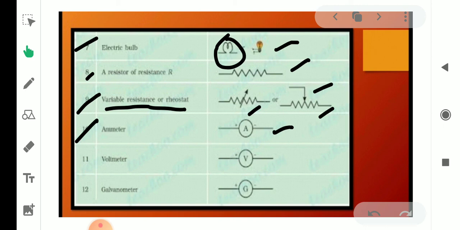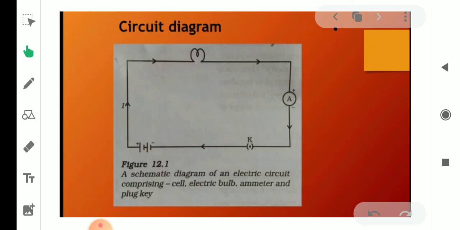Now let us consider one simple circuit diagram. This is how the symbols of the components are used to draw the circuit diagram. You can see the symbol of a battery. In this battery, how many cells are connected? There are two cells, positive negative, positive negative. Here two electric cells are connected and form a battery.